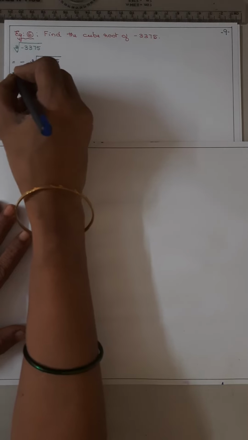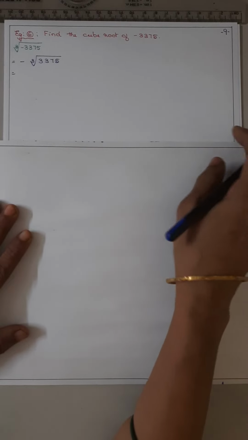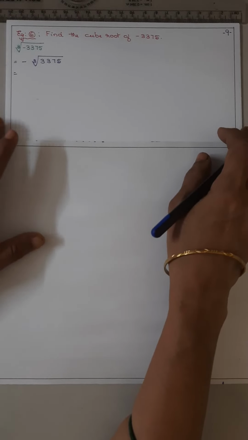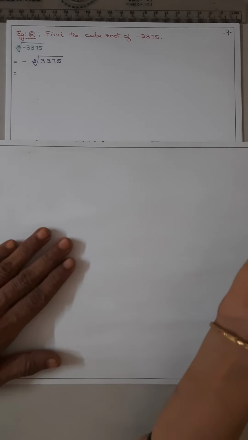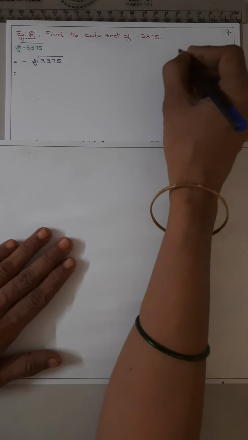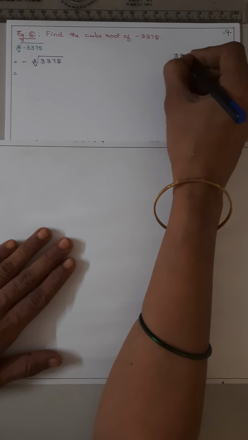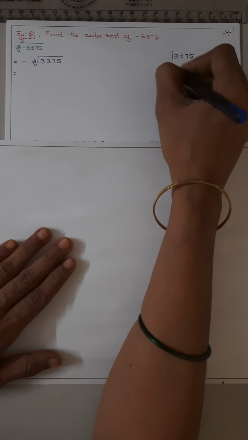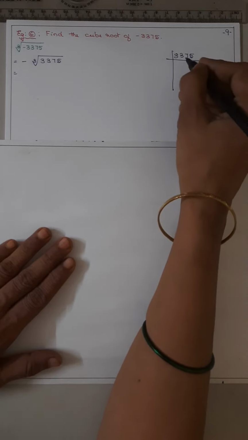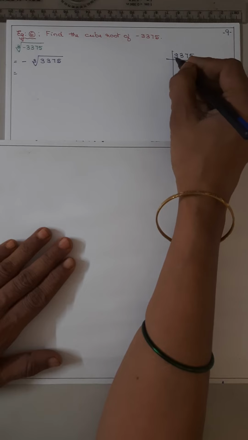3375. You can write in this method also. So the negative sign, you take it out first only. Now it is 3375. It is 10, 15, 18.